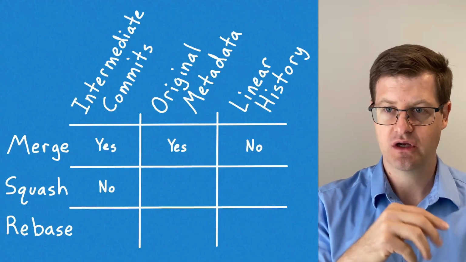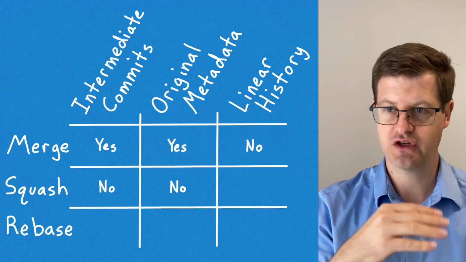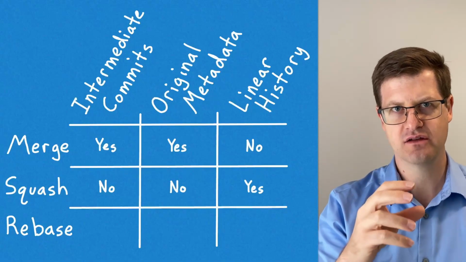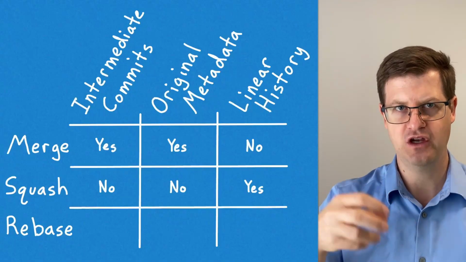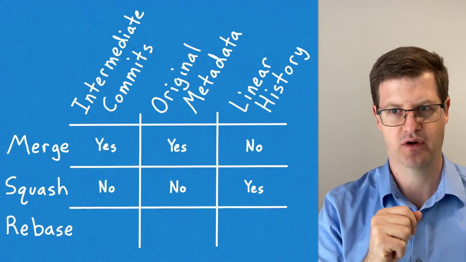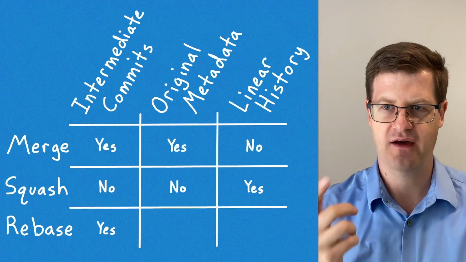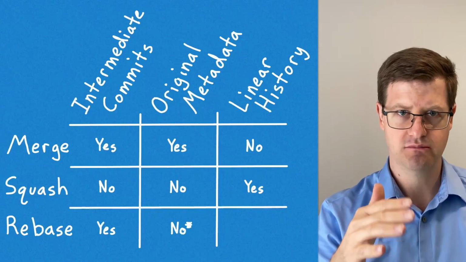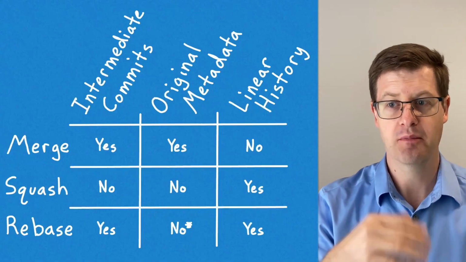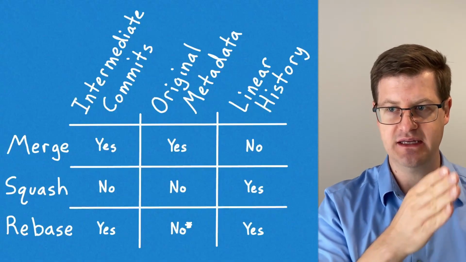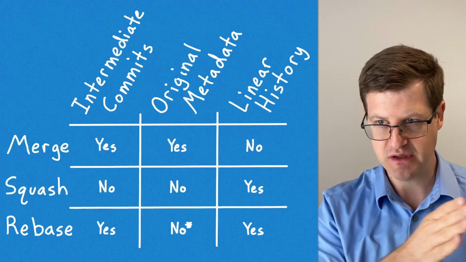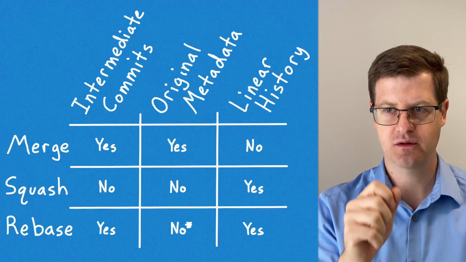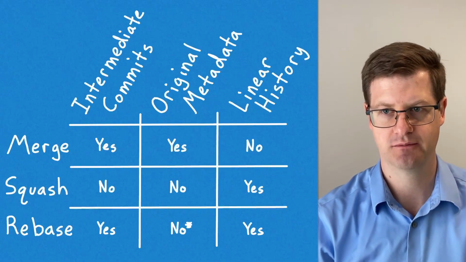For squash, there are no intermediate commits. The original metadata is lost, but there is always a linear history, and there's kind of a concept of an atomic commit per feature branch pull request merged into main branch. And then for rebase, we have intermediate commits are preserved. The original metadata is lost-ish, like we talked about before, but it is a linear history. You will go A, B, D, C, E. So you'll always be linear, but you don't end up with a single commit per pull request. You end up with however many commits were on that feature branch.